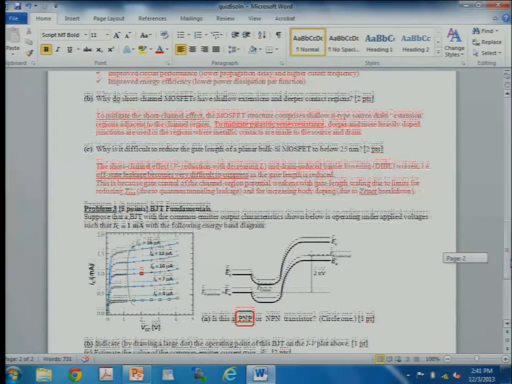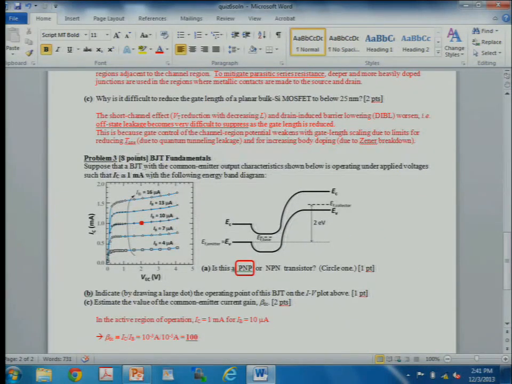Okay. One fine point that I probably didn't mention in class: with gate control, you can suppress the VT roll-off, you can suppress drain-induced barrier lowering if you could scale the gate oxide thickness to continue to improve gate control over the channel. It's just that physically, the gate oxide cannot be scaled to be too thin, otherwise you get quantum mechanical tunneling and you don't have an insulating gate anymore. So part of the reason why it's difficult to scale conventional transistors to very short channel lengths is the inability to really scale down the physical thickness of the gate oxide.